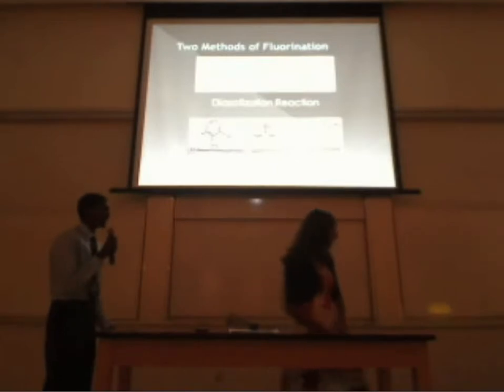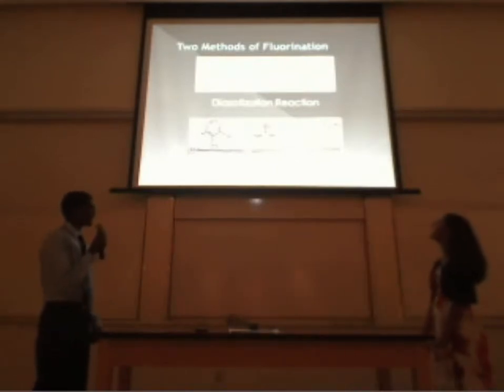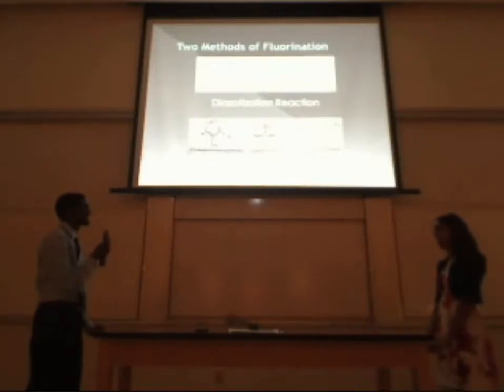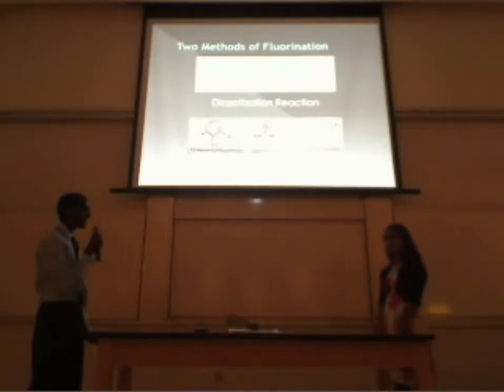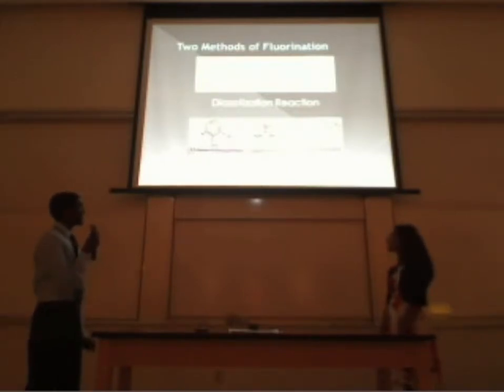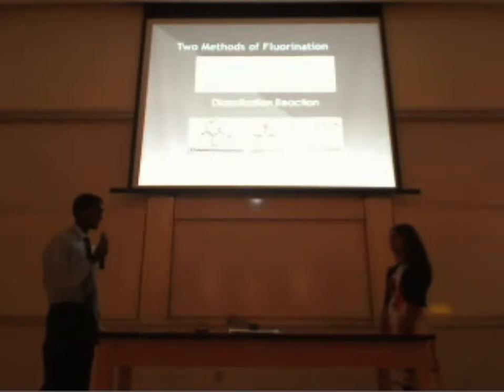For methods of fluorination, we had two. The first is the diazotization reaction, which is converting 2-amino-6-chloropurine into 2-fluoro-6-chloropurine. And our second is the Traube synthesis, which converts 4,5-diamino-6-hydroxypyrimidine plus the addition of guanidine hydrochloride to turn it into 8-amino-hypoxanthine.